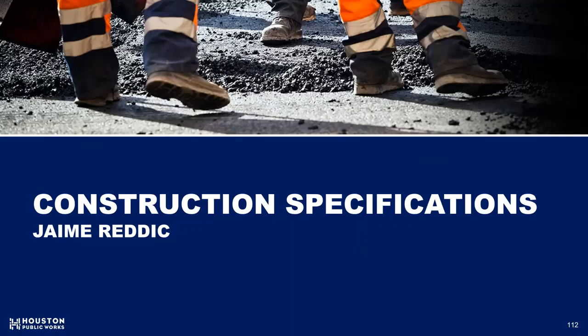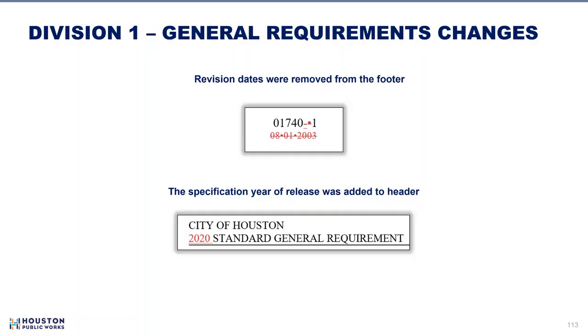Okay, so I'm going to discuss the changes that we did for the construction specifications during this review cycle. So even though there weren't any Division 1 specs for review this time, there were some minor edits done to those specs. During last year's review cycle, we decided to remove the revision dates from the footer of the standard specifications. So you see in the top, there's an example of how it used to look for divisions 2 through 16. There was a spec number along with the page, and the date of revision was below that.